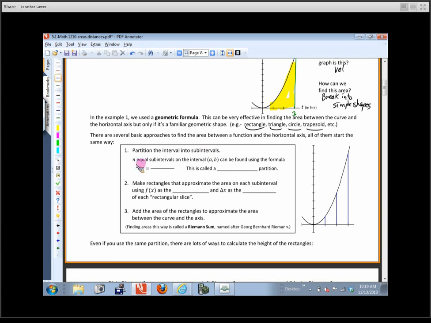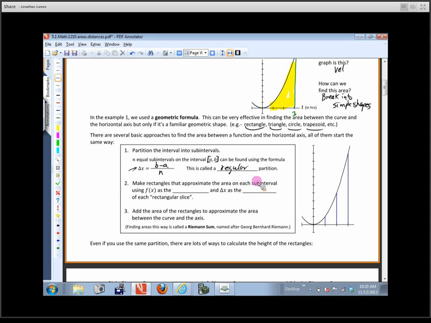So we're going to make n equal subintervals on the interval from a to b. We're going to find the distance between the two of those, which is going to be b minus a, and then we're going to divide by n. So how far is it from the beginning to the end? Take the right endpoint, subtract the left endpoint. That'll tell you how far it is, and then divide by n. That's going to give us what we call delta x, the difference in the x's. What's our width? And we call this a regular partition.